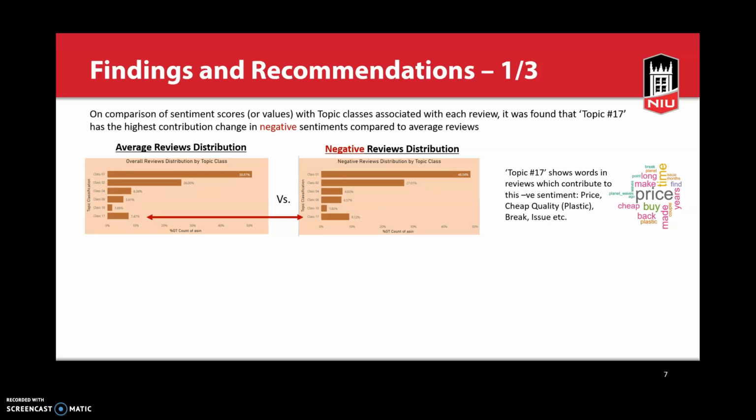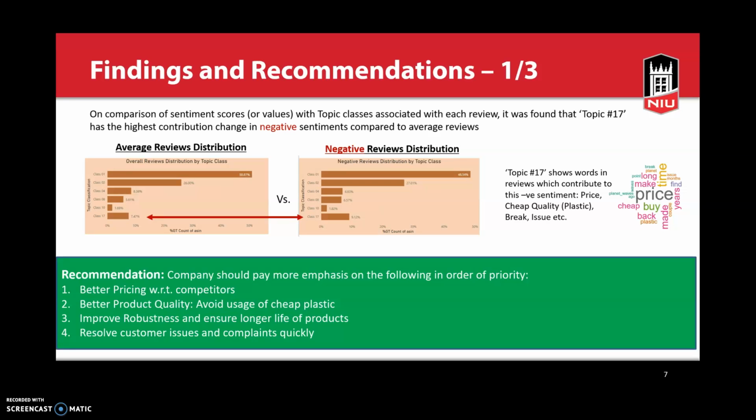So on the right hand side, you can see there's a graph which shows negative reviews distribution by topic class. Topic 17 shows words in reviews which contribute to negative sentiment. I also have a word cloud on the right hand side which shows words like price, cheap, quality, break, issue, etc., which of course you can say are all negative words. So based on that, we found out that there are issues with the price of the product, with the quality of the product, with customer issues as well.